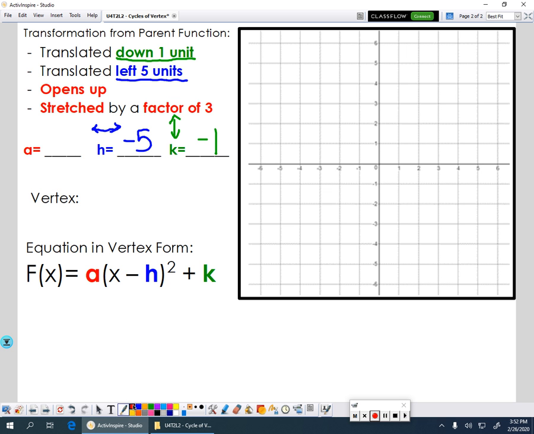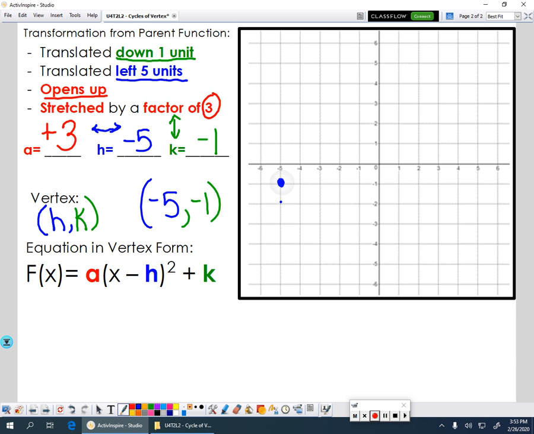Looking at a, it tells us it opens up, so we know it's going to be a positive value, and it's stretched by a factor of 3. So that means my a value is +3. So now it's time to identify my vertex. Remember, my vertex is made up of h, comma, k. My h value, -5, is the x value in my vertex, and the k value, -1, is the y value of my vertex. So let's put this vertex on my graph. I'm going to go (-5, -1), right here.